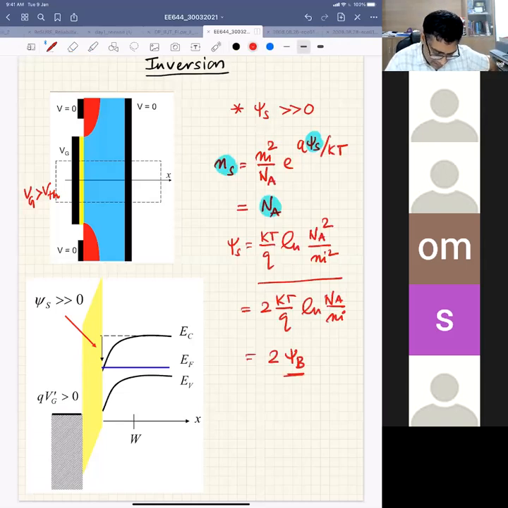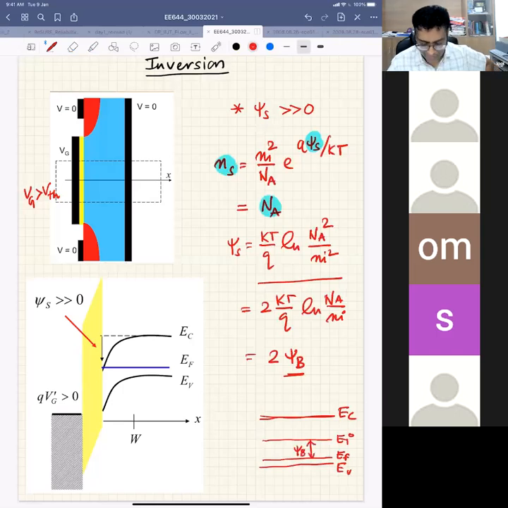So if you see in the flat band condition, if I draw the band diagram, I have EC and EV in the flat band condition, right? So this is my EF because this is a p-type silicon. And I have my EI somewhere in between. This I call psi b, the energy difference between EI and EF. And we know that this psi b is kT by q ln Na by Ni.